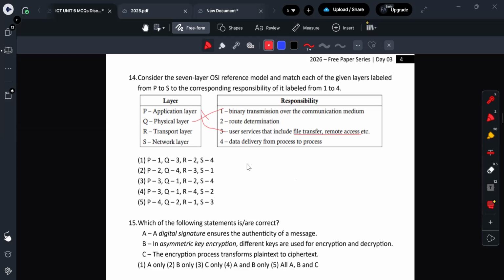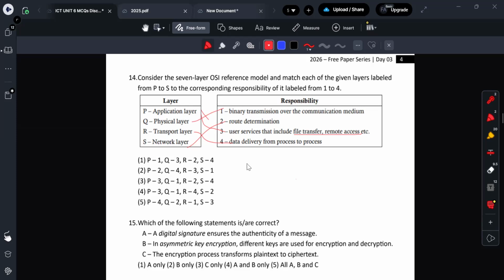So this layer is responsible for, what did I say? End-to-end communication. It delivers data specifically from a running process on a machine to a running process on another machine. So it does process to process delivery using ports. You know there are port numbers and all. So this one matches what? Data delivery from process to process. And network layer I explained already, that is route determination.